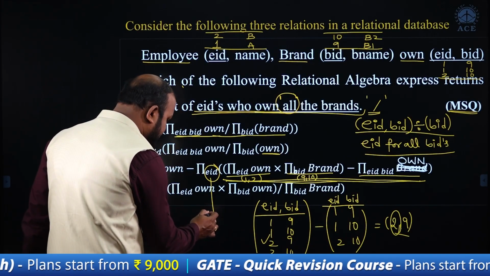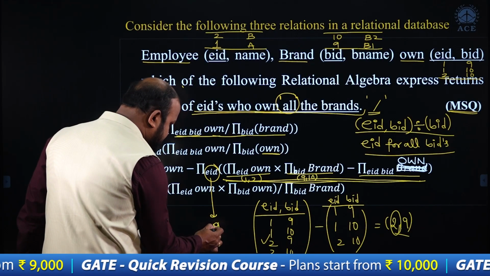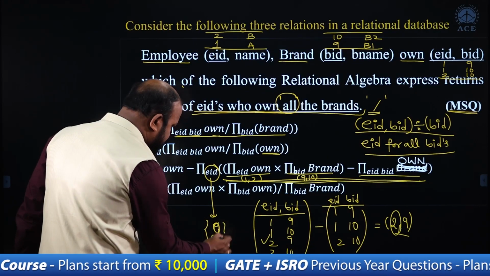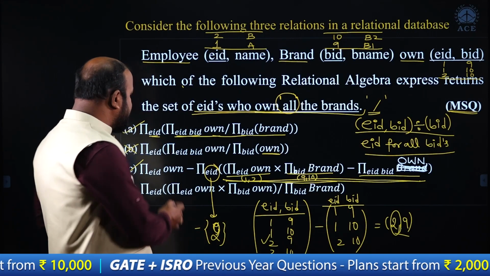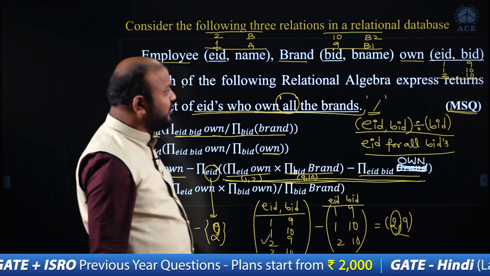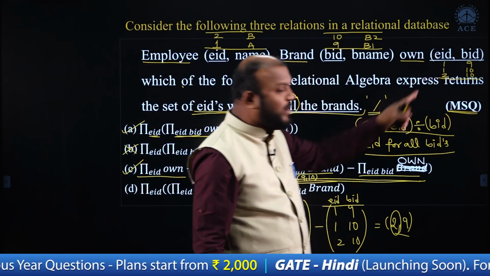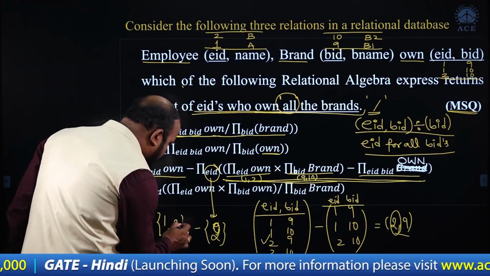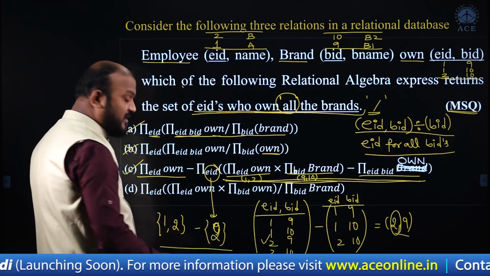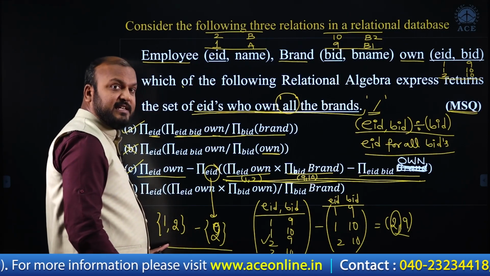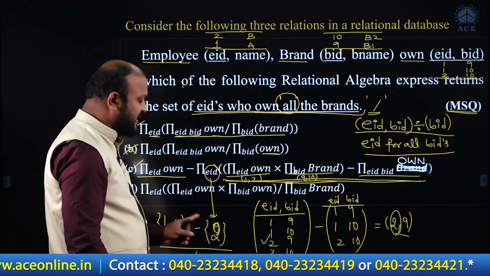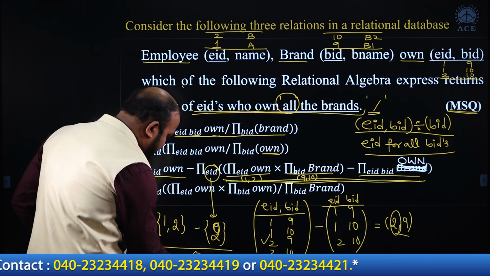Meaning the output here we can say is EID 2, right, minus. What is the outer expression? Pi EID of owns. What are the EIDs of owns? 1, 1, 2. 1, 1, 2 means 1, comma 2. What does minus say? Just now we have understood. It says it should be there in the first instance but not in the second instance. 1 is there in the first instance but not in the second instance. So EID 1 is in the output.